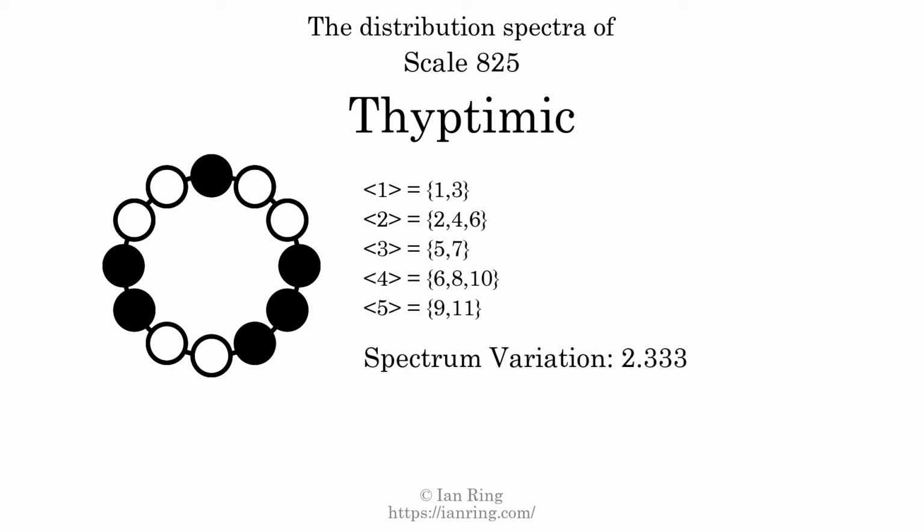The spectrum variation is the sum of all the widths divided by the number of tones. The spectrum variation of this scale is 2.333.